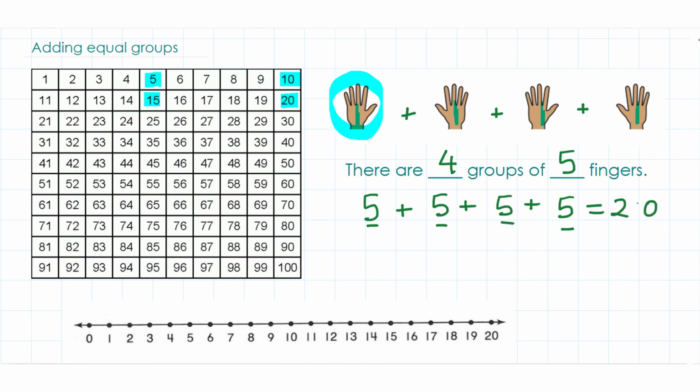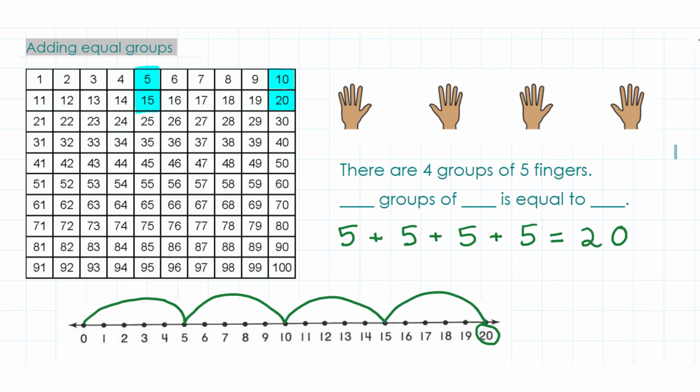Should we check our answer with the number line? How are we going to do it this time? We're going forward in jumps of 5. We're adding on 5. Okay, so we have the first 5 fingers, second 5 fingers, the third 5 fingers, and the fourth group of 5 fingers. And the total is 20. So again, 4 groups of 5 fingers is equal to 20 fingers altogether. Or 5 plus 5 plus 5 plus 5 is equal to 20.